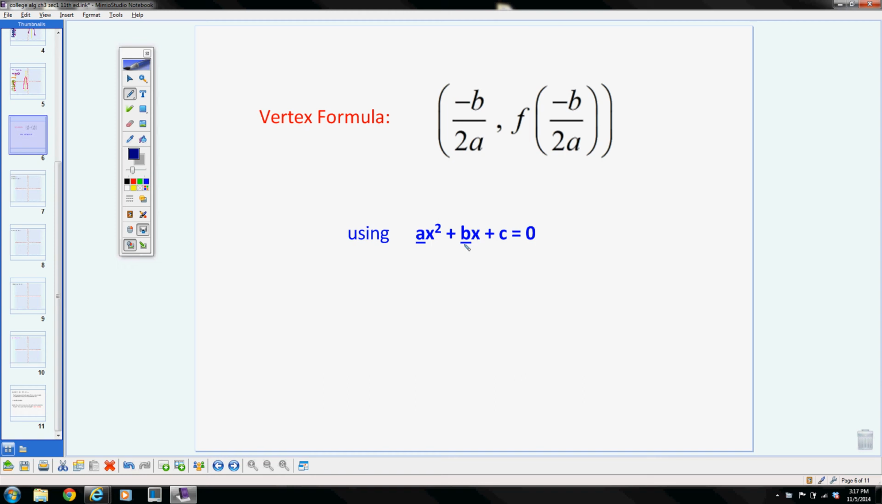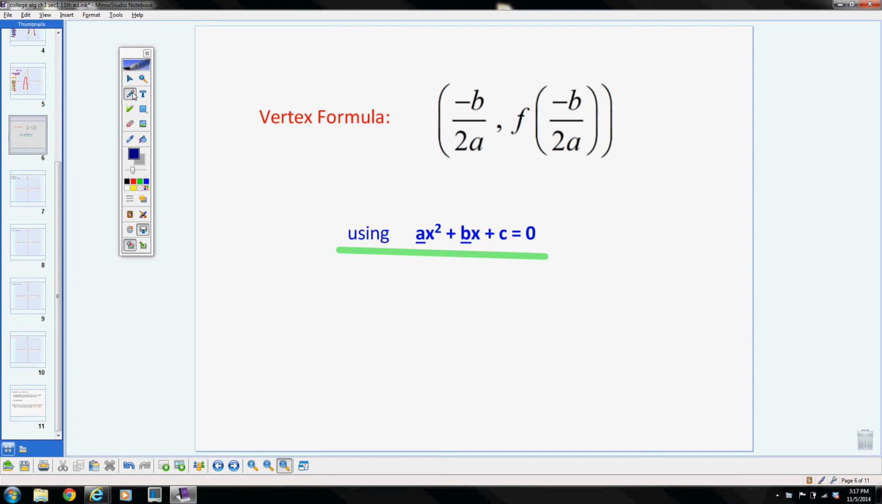Another type of parabola equation. This equation is given in quadratic form instead of the vertex form. So we cannot look at it and just pick out a vertex like we did before. Now you're used to the quadratic formula. We used it before. It works the same.